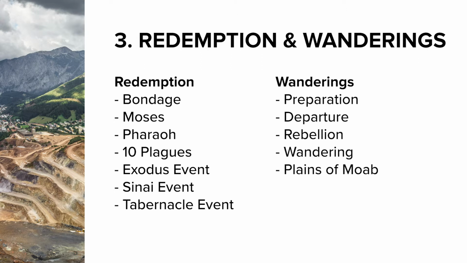And then we have 3 key events of the redemption portion, and those are the Exodus event, the Sinai event, and the Tabernacle event. Now, as they wander, we have to first go to the land, and before we go to the land, we have to prepare to depart. Then they depart, but they're going to fail at Kadesh Barnea in what we call in the Panorama timeline rebellion. Because of their rebellion, trusting the majority report instead of the minority report, they are now forced to wander for 40 years until they find themselves on the plains of Moab. And that's where session 3 ends.